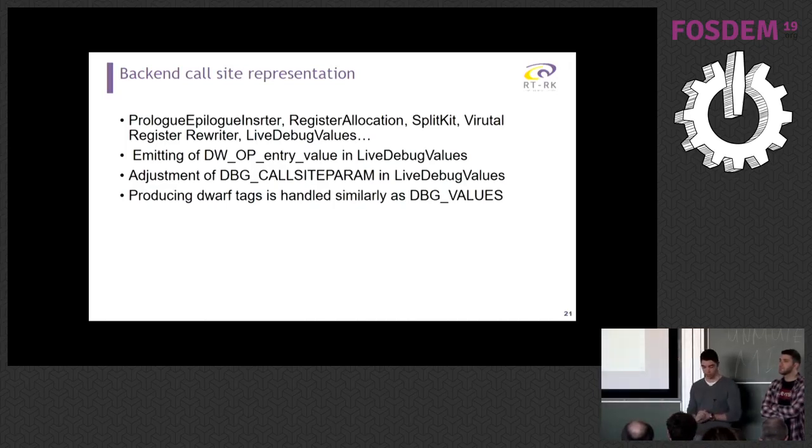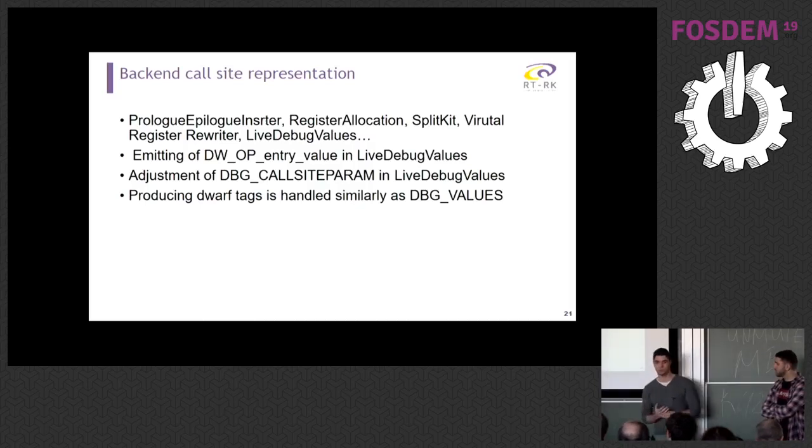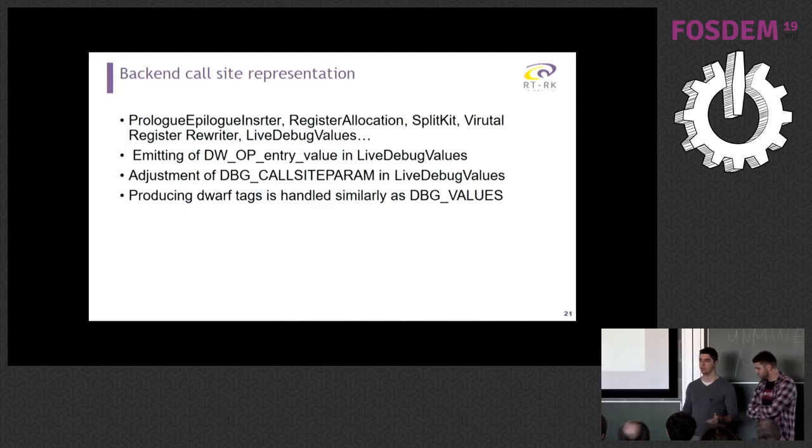Also, regarding printing this location in the object file, it is done in the DWARF debug pass, and it is handled similarly to the DBG value instruction. So there is nothing special to say here. It relies pretty much on similar structures as DBG value. So Djordje will now present some measurements that we have.